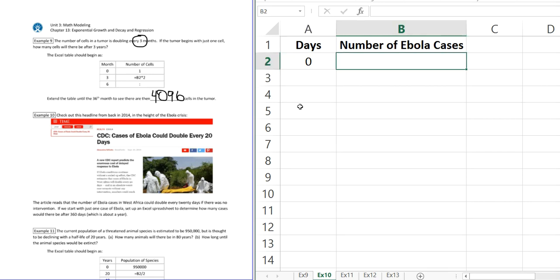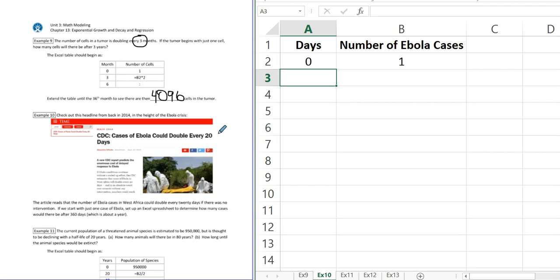And here I did say at 0, 1, so let's just start with one case. Again, I don't want to count up by 1, 2, 3, 4, 5 days because I don't know what's happening every day. What I know is what's happening every 20 days. So here we want to count up by 20s. So 20 and 40 and so on.